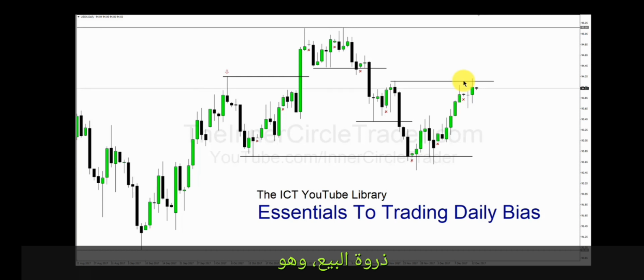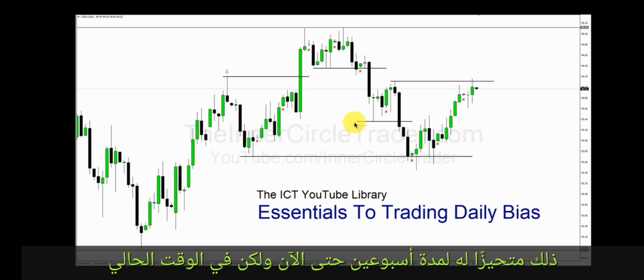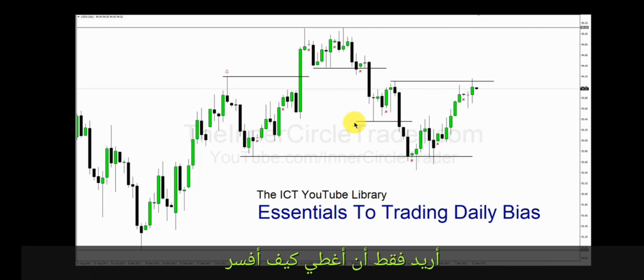That's a range-bound market, which is where we're seeing the dollar trading right now. Now, it has a slightly bullish bias to it, and it has had that for a couple weeks now. But for now, I just want to cover how I interpret.